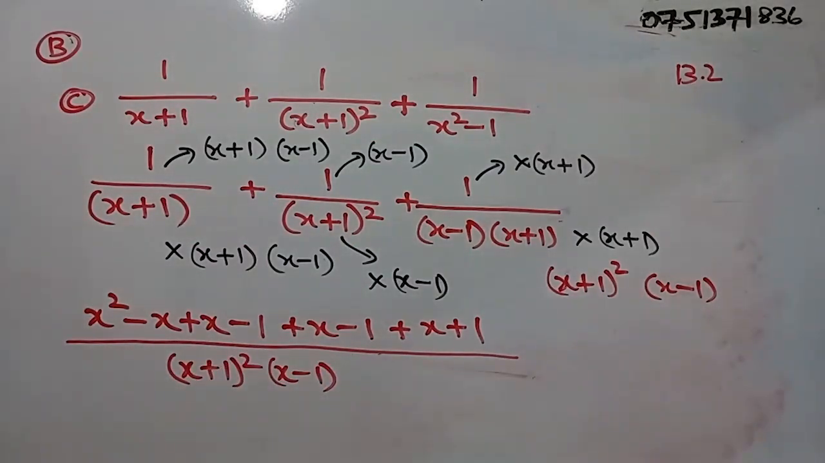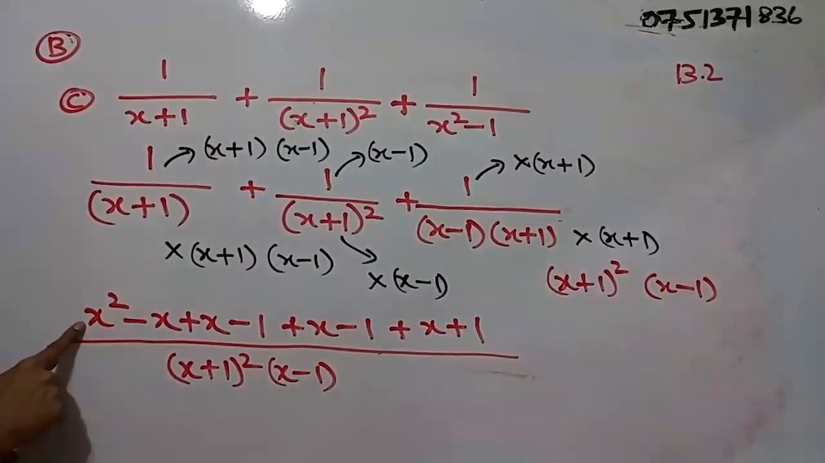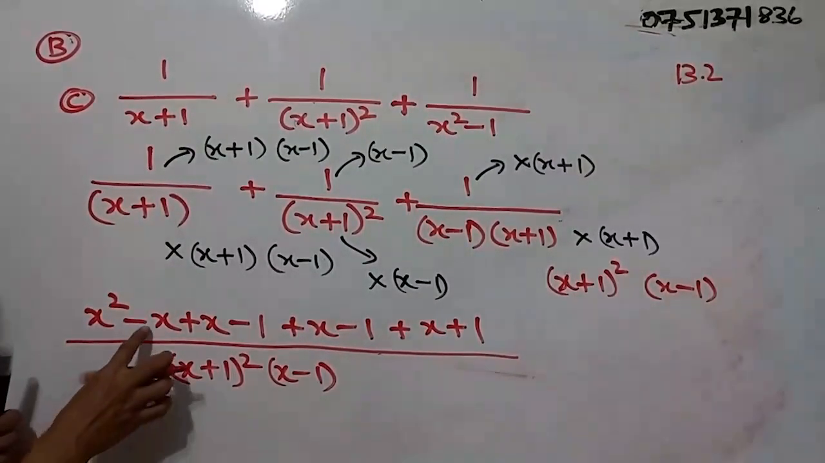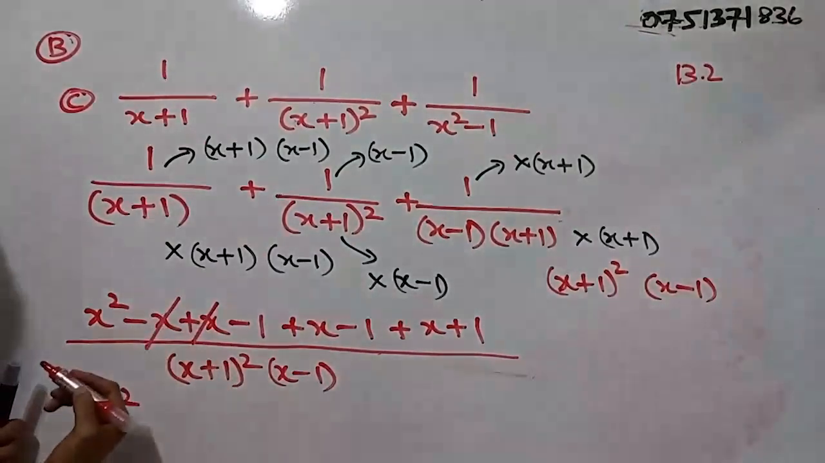Okay. Right. So actually we can do some simplifications here as well, right? So we have x squared here. So there is only one term for that. So we can write x squared. Then we have minus x plus x. So we can cancel off these two, right?